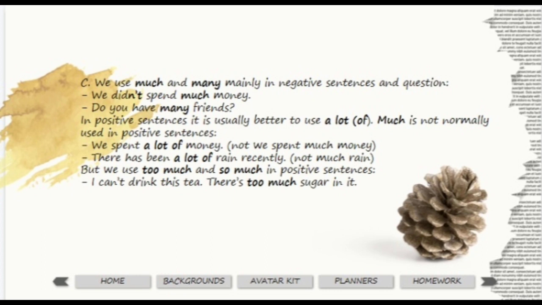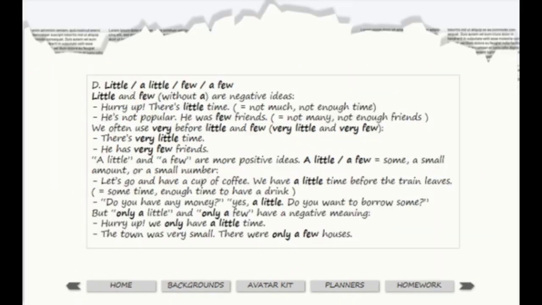But we use too much and so much in positive sentences. For example, I can't drink this tea. There is too much sugar in it.